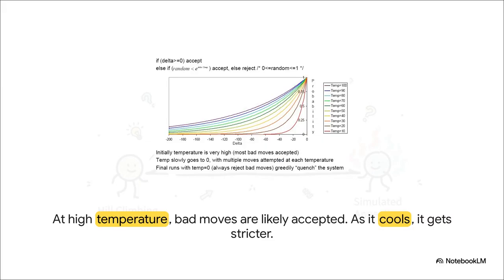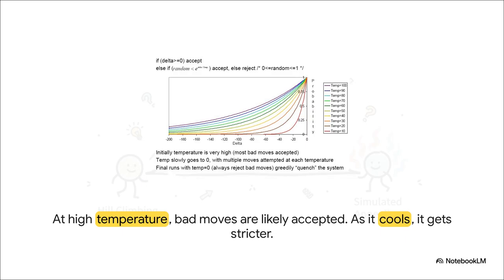At the very beginning of the search, the temperature is cranked way up. That's the top purple curve. This means the algorithm is wild and exploratory. It has a high chance of accepting pretty much any move, even a really bad one. It's just jumping all over the solution space.